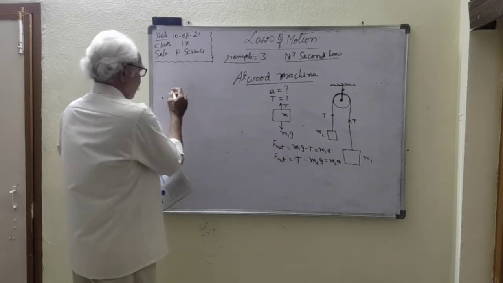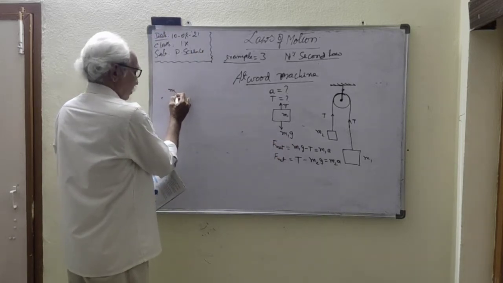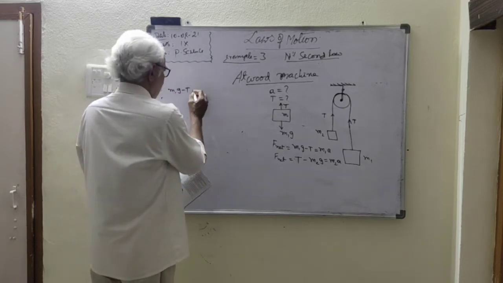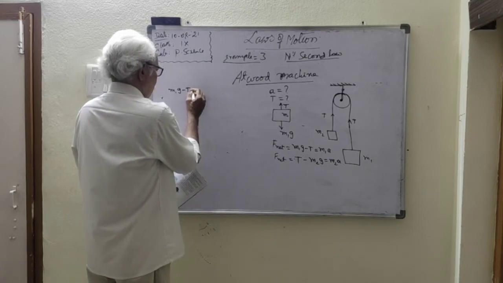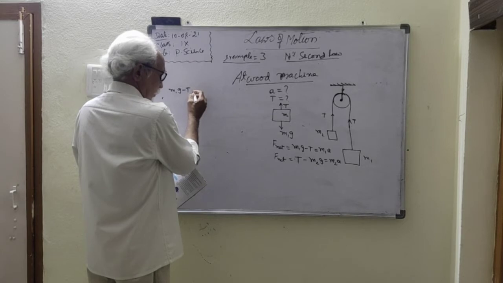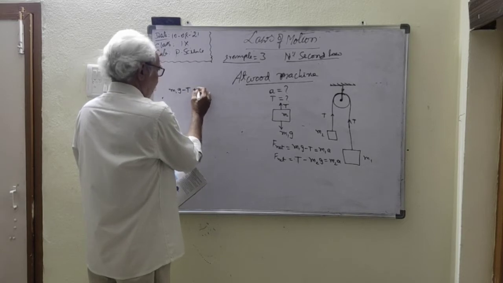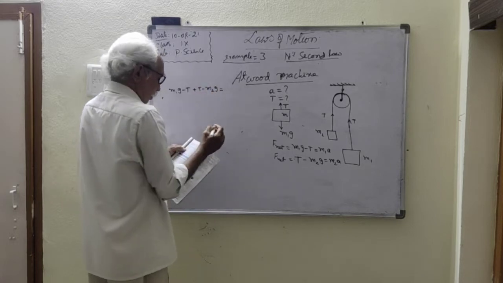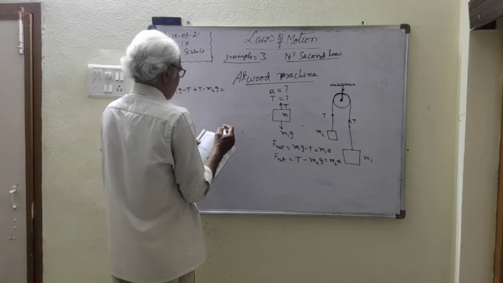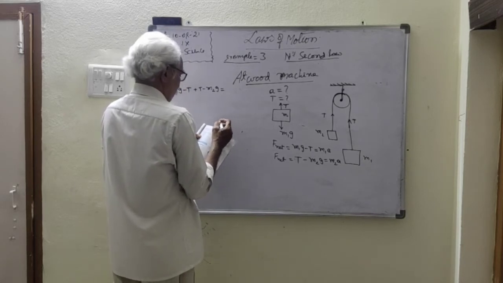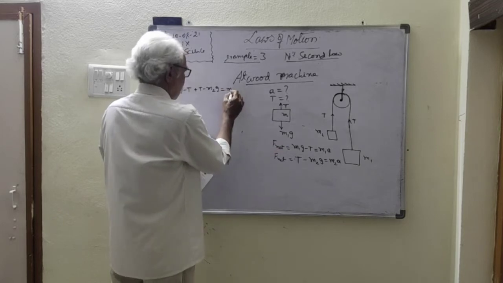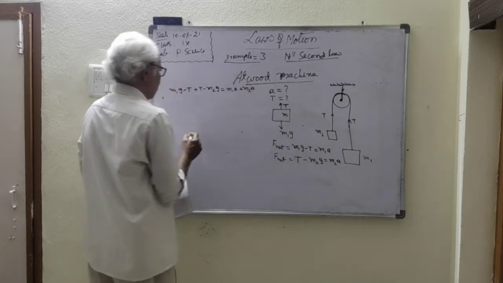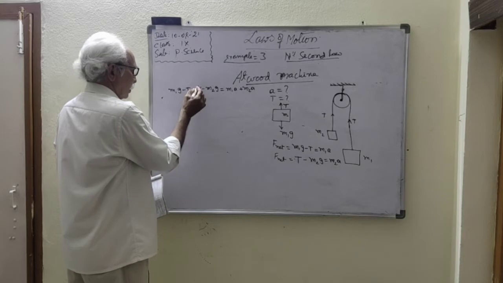So in this equation, m1g minus T plus T minus m2g is equal to m1a plus m2a. So minus T plus T cancel.